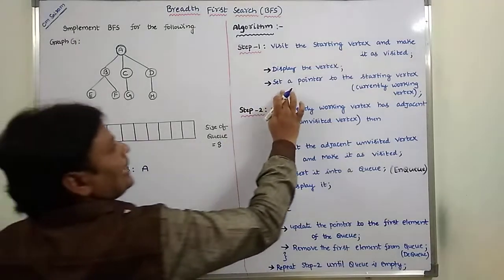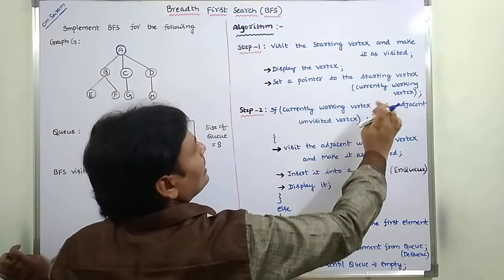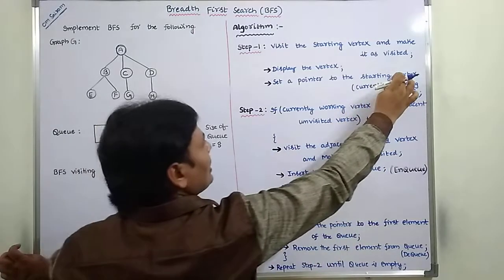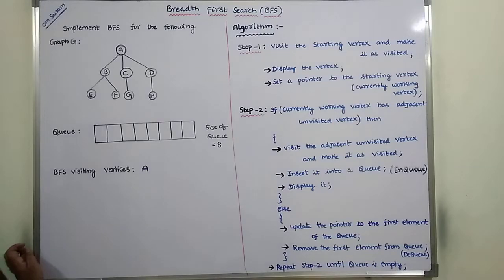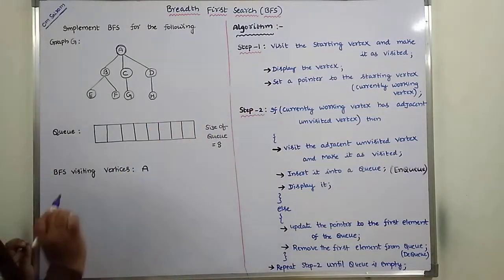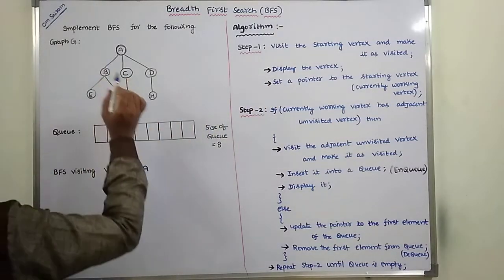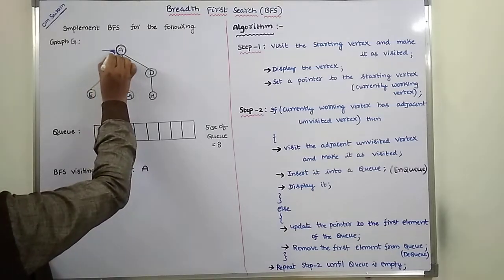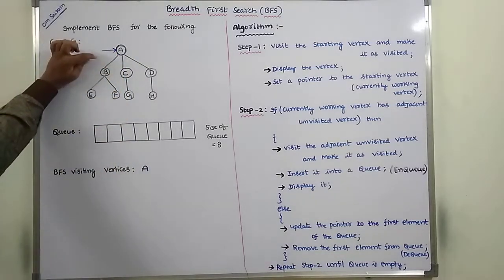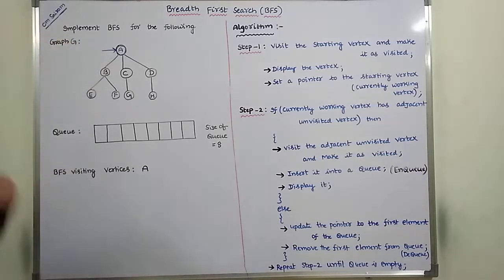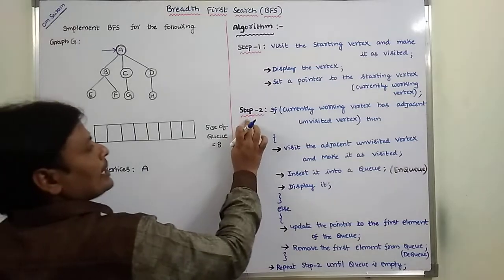Next, set a pointer to the starting vertex. This starting vertex is also called the currently working vertex. So now we have to set a pointer to the starting vertex, or currently working vertex. The starting vertex is A. We set the pointer to the starting vertex capital A. Next, go to step 2.